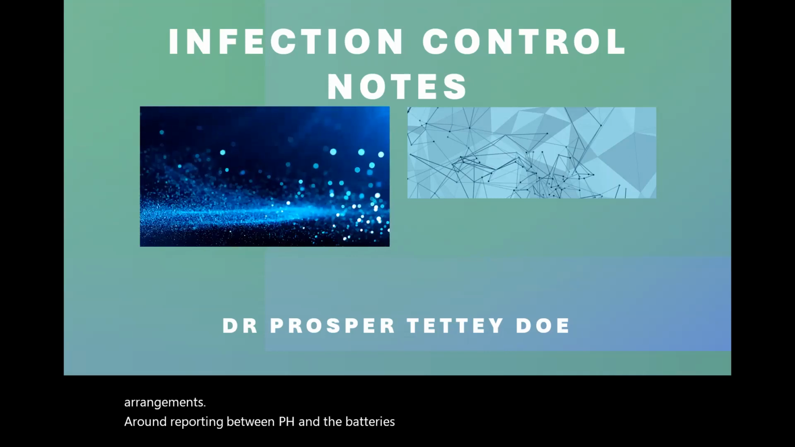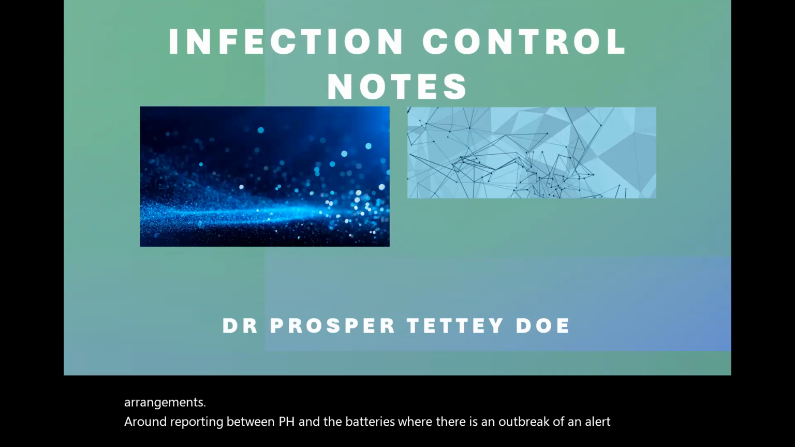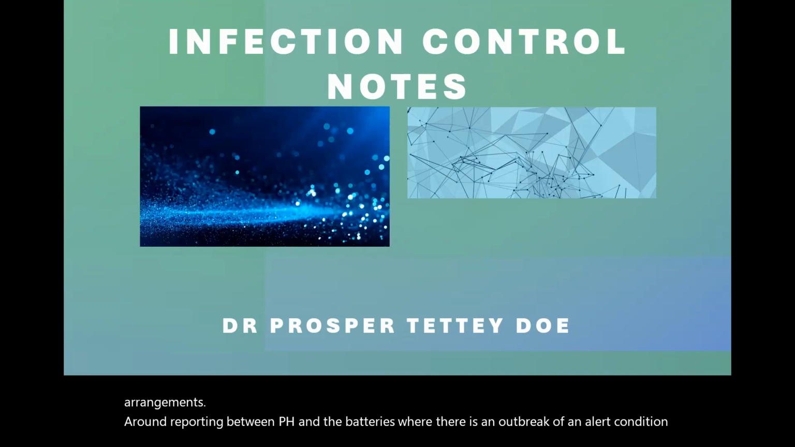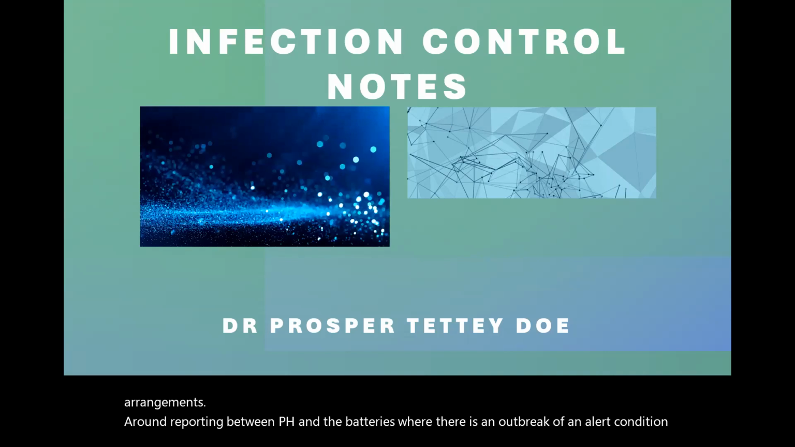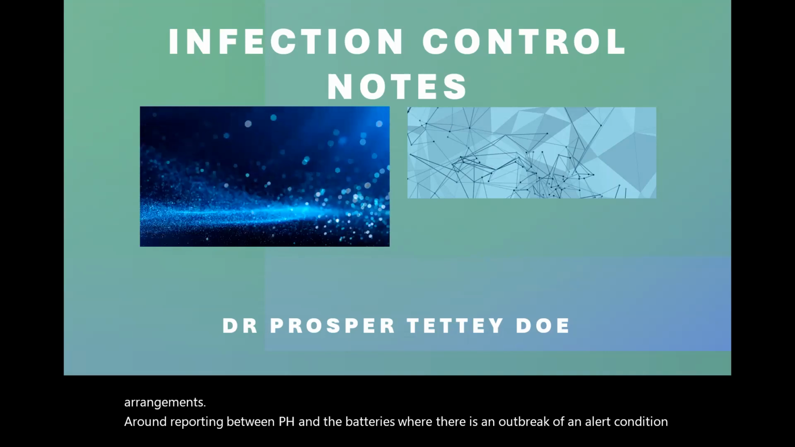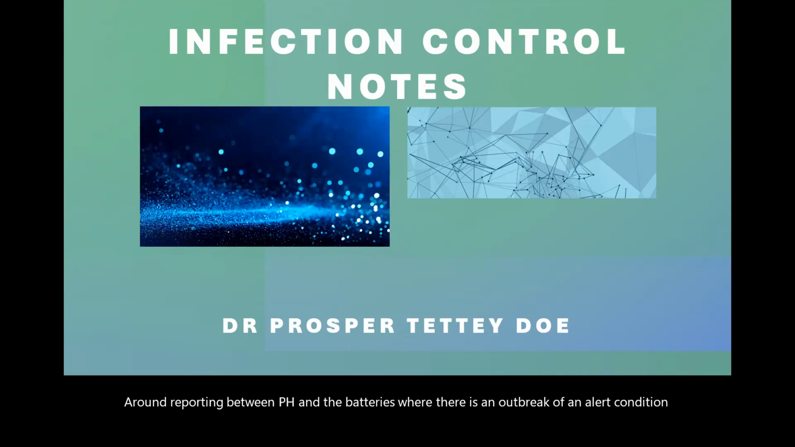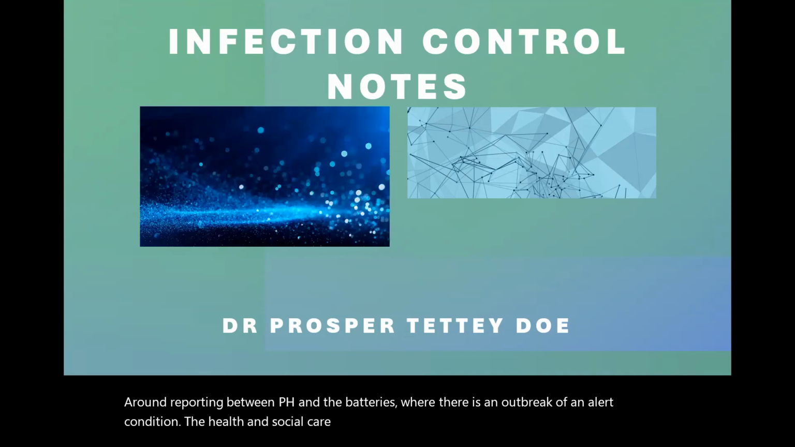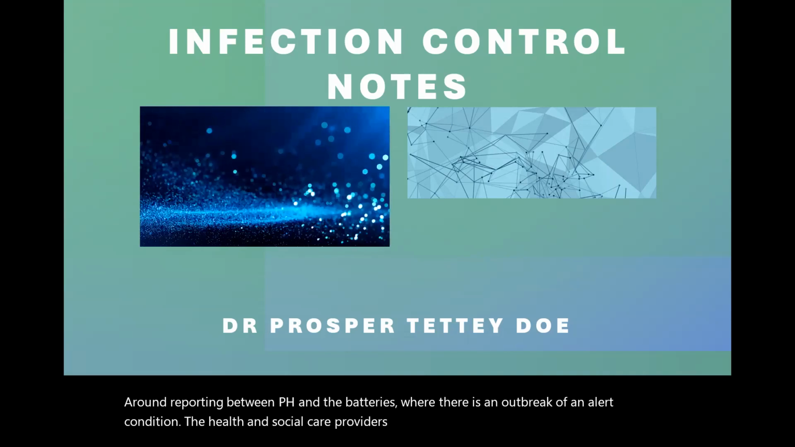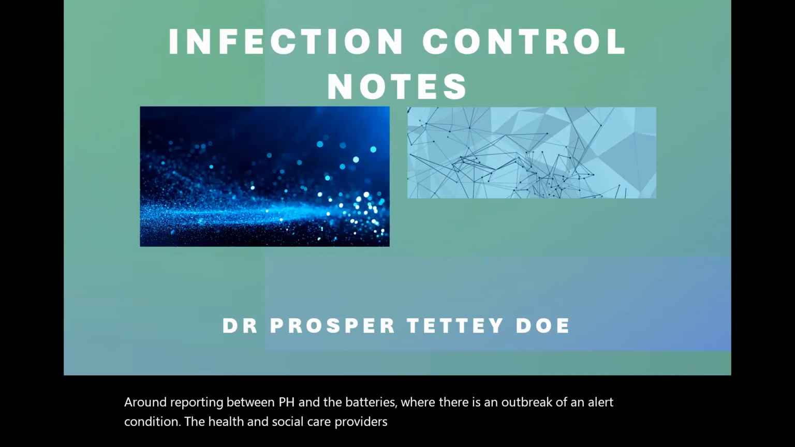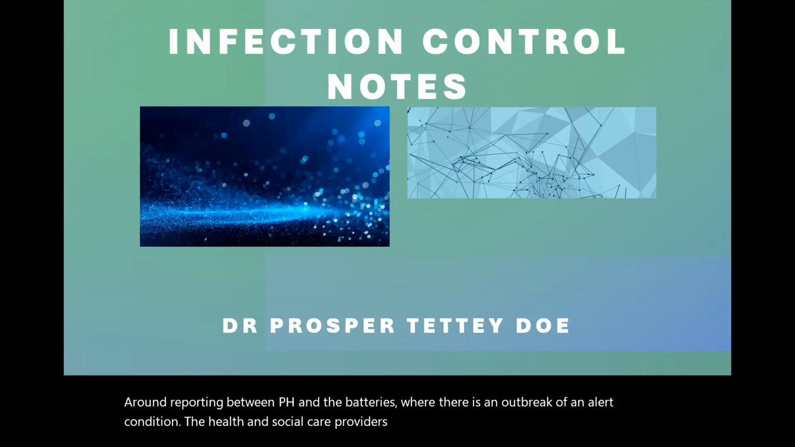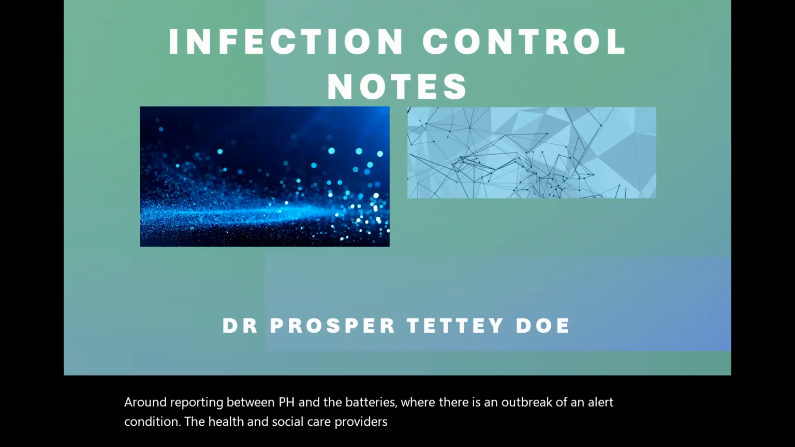Where there is an outbreak of an alert condition, the health and social care providers, particularly those who offer residential care, need to have appropriate procedures to control the spread of the infection. These may include providing isolation facilities, identifying potential sources of infection using the appropriate protective measures and equipment, using additional protective measures and equipment as specified by the Infection Prevention and Control Team.